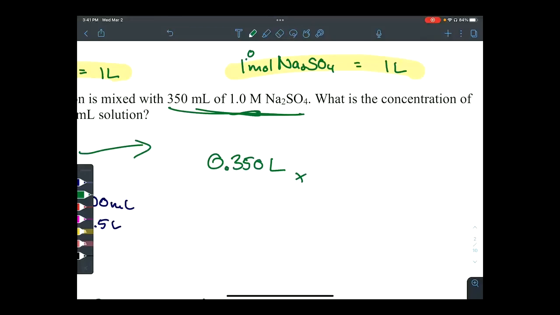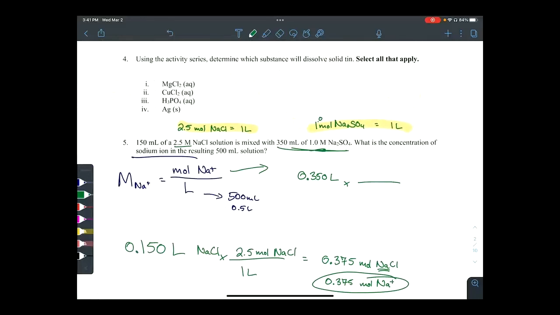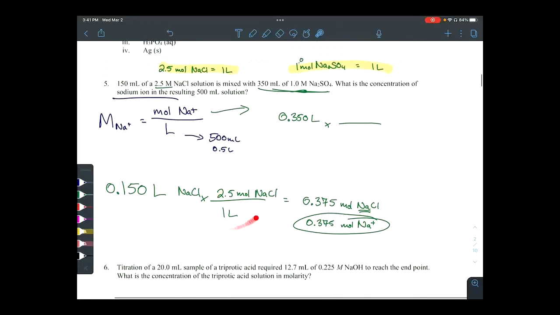So again, we use the conversion factor just like we did in the previous example here. This part right here was molarity, so we do the exact same thing: 1 liter on the bottom, 1.0 moles of sodium sulfate up there. But the problem is we need the concentration of sodium ion.